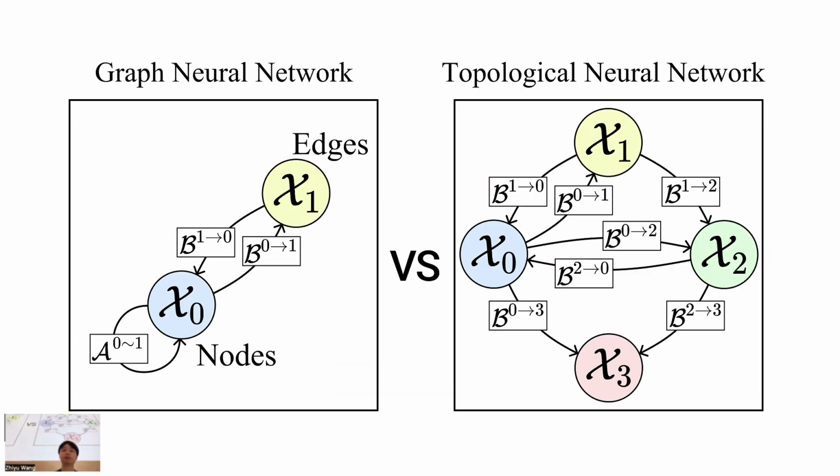And topological neural network, as said earlier, is a generalization of graph neural network. The most important and the only difference between them that you need to know here is that a graph neural network only allows information to be passed from nodes to edges and edges to nodes, but a topological neural network allows information flow from any rank to any other ranks.